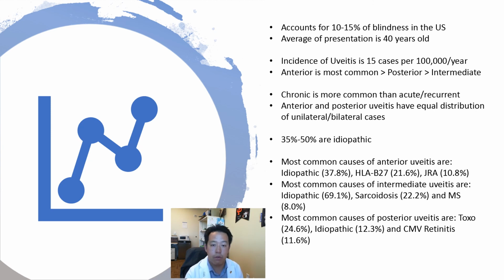I thought posterior would be the most rare, but it seems to be a little bit more common than the intermediate. Chronic is more common than acute and recurrent, so definitely look during your case history for those conditions that may cause chronic uveitis, and check the eye very closely for cells. Anterior and posterior uveitis have equal distribution of unilateral and bilateral cases, so no matter what uveitis you find, make sure you check the other eye. Even if the person only has symptoms in one eye, always check carefully the other eye because it may present there just less.